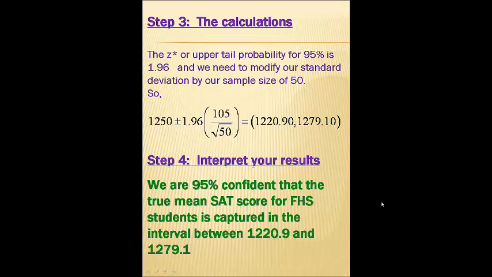Now, step 4, interpret your results. We are 95% confident that the true mean SAT score for Florin High School students is captured in the interval between 1220.9 and 1279.1, and you're done.